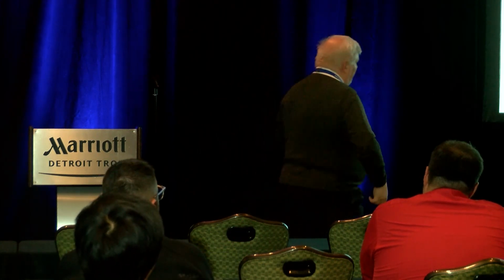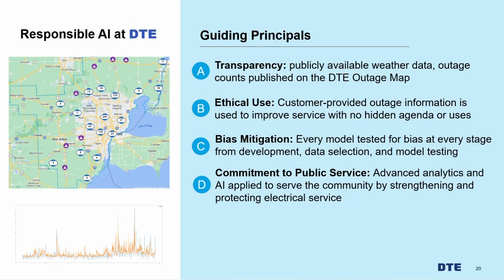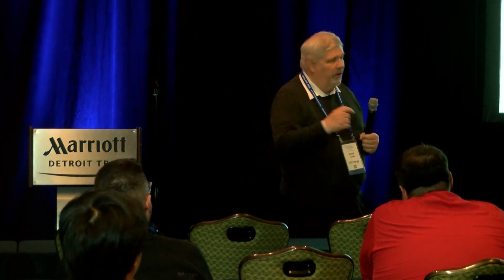And that gives us to our last statement, a commitment to public service. Yes, we're using advanced AI, but why are we doing this in the first place? We're doing this to make the electrical grid stronger, better for everyone. When power goes out, we can restore it faster because we know better how to deploy our resources.